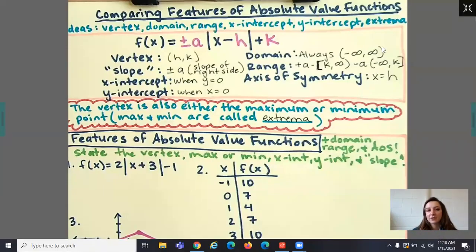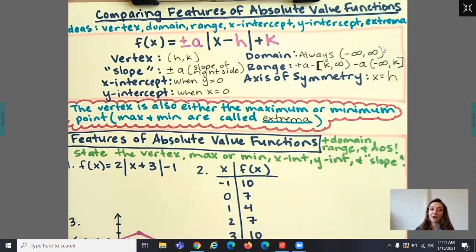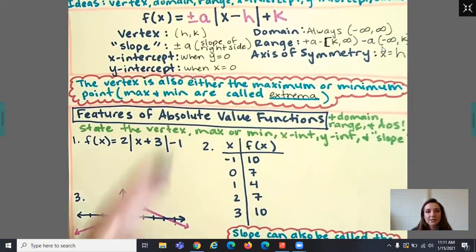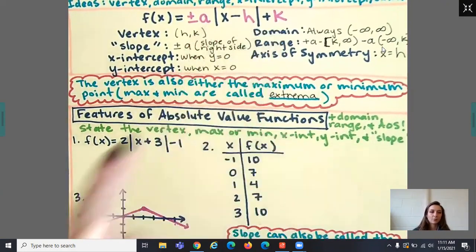Okay, so in this next video, we are going to be working with stating the features of absolute value functions. And we're going to look at this with the equation, with a table, and with a graph. So let's first start with the equation, and we're going to be using these values up top to help us.